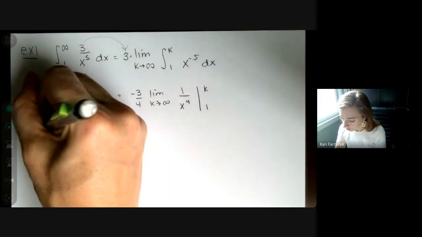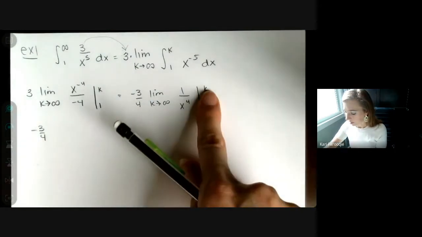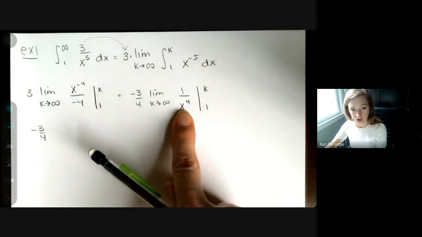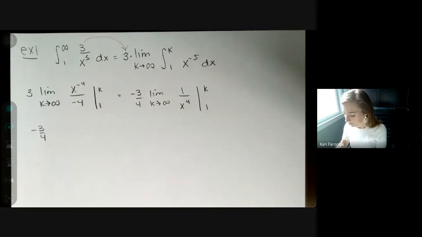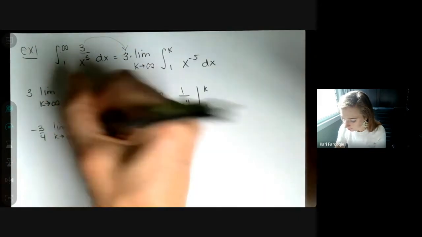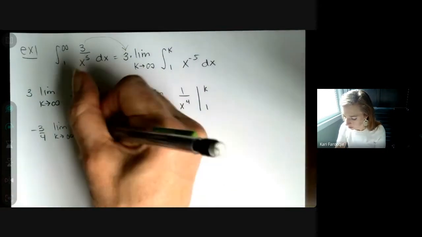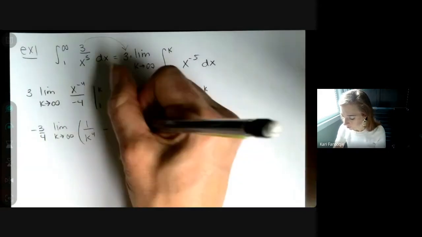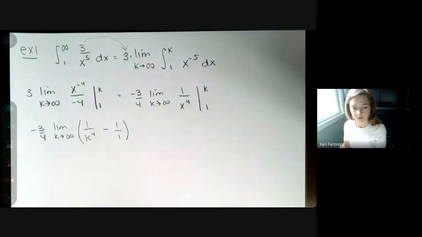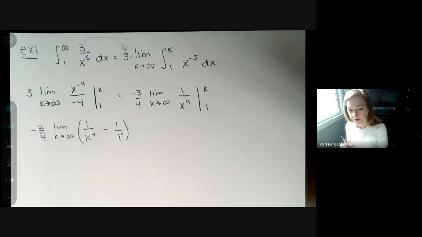All right, now we're going to use the FTC, and then we'll evaluate the limit. So first, I'm going to start out evaluating this expression at k, and then we'll evaluate it at 1. So I'm going to keep my limit in here because I'm not evaluating the limit yet. So I'm going to go 1 over k to the 4th minus 1 over 1 to the 4th, but if you just want to write minus 1, that's fine. You don't need to show me every little teeny tiny thing, just the important stuff.